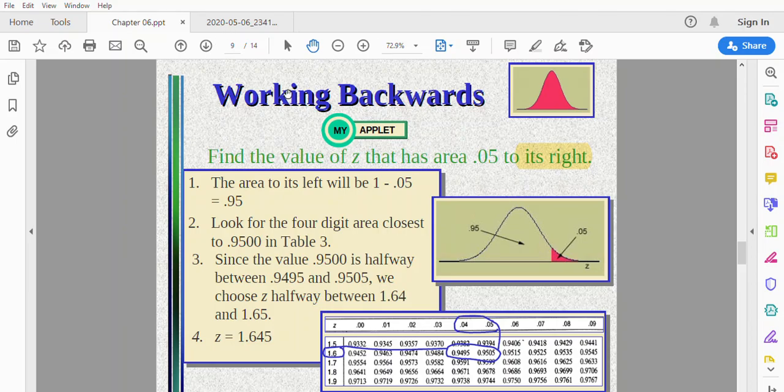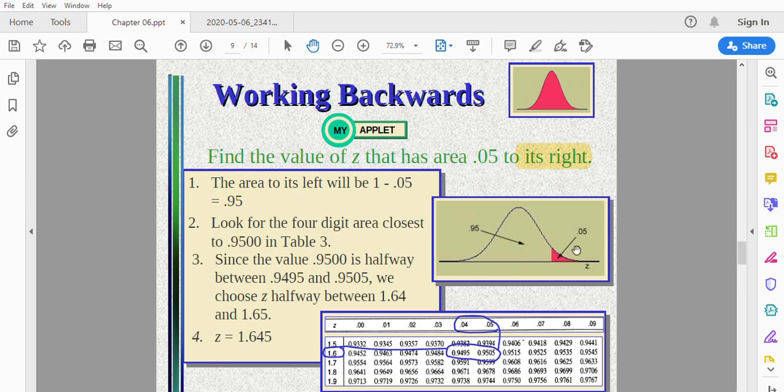Okay, for working backwards, we get the z value from the area that is given. So the area under the curve is given, and we want to find the z value, right? Here the question is: find the value of z that has an area of 0.05 to its right. To its right means the right part, not the left part.